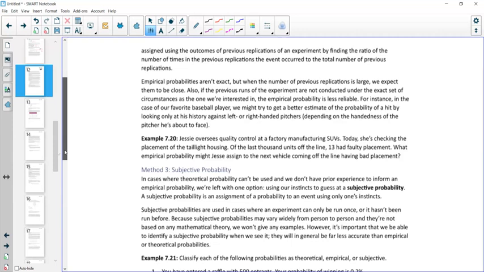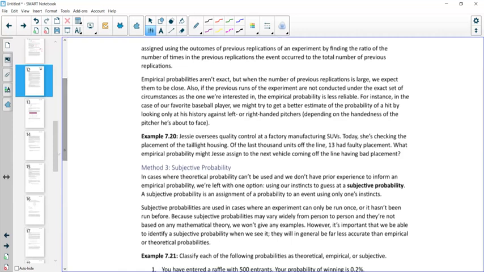Now let's look at an example here. Jessie oversees quality control at a factory manufacturing SUVs. Today she's checking the placement of the tail light housing. Of the last 1,000 units off the line, 13 had faulty placement. What empirical probability might Jessie assign to the next vehicle coming off the line having bad placement? Well, of the previous 1,000, 13 of them did.